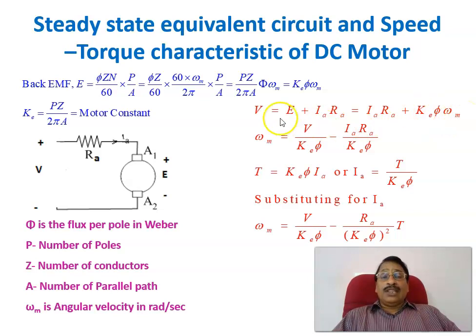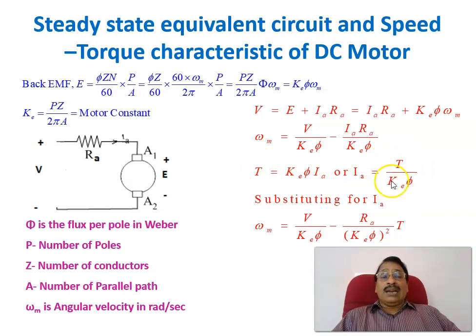From this equation, you can calculate that omega M equals V divided by Ke into phi, minus IaRa divided by Ke into phi. But already you know the basic equation for the torque in terms of armature current and flux: T is equal to Ke into phi into Ia. That's the torque produced by the motor, equal to a constant, Ke into phi, times Ia. From that equation you can calculate the armature current in terms of torque, which is equal to torque divided by Ke into phi.